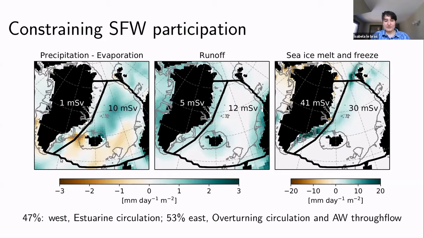Okay, so the black lines show the southern and northern boundaries, as well as the boundary between roughly the east and west. The estuarine circulation flows along the coast here. And we find that taking these all together, about 47% of the surface freshwater fluxes flow along in this western part, and the remaining 50% are in this overturning circulation and Atlantic water through flow part. So we can use this now to constrain the parameter space.